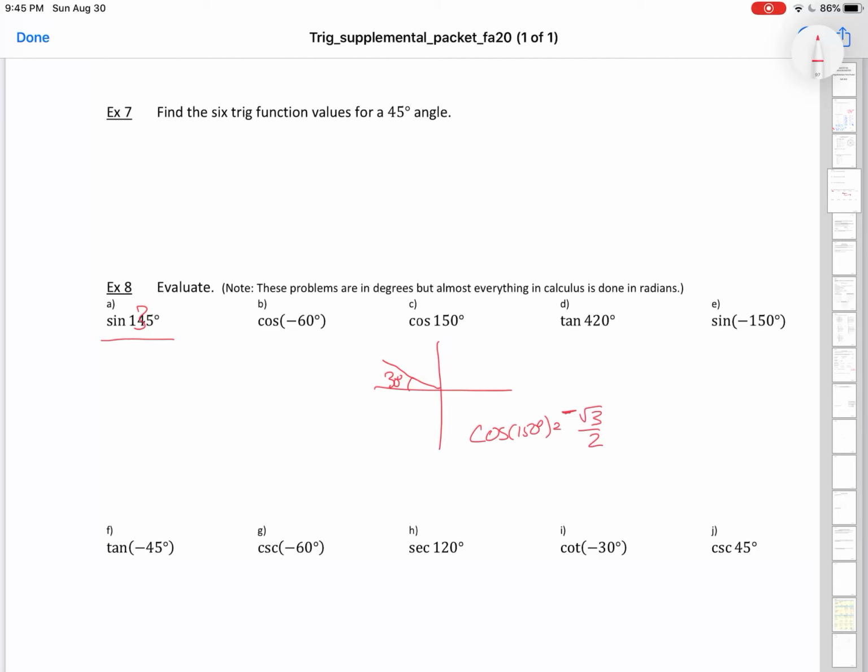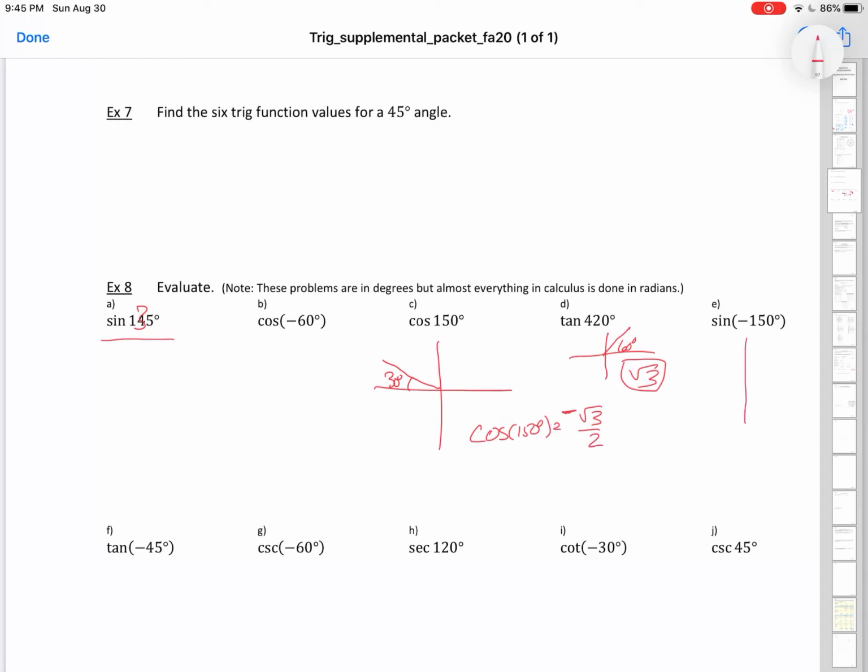If we were to do something like the tangent of 420, if you think about 420, it's 60 degrees beyond 360, so it's actually a first quadrant angle. Tangent of 60 degrees would be sine divided by cosine. And so the sine of 60 degrees is root 3 over 2. The cosine of 60 degrees is 1/2. Sine divided by cosine, we're going to get a nice root 3 out of that one.